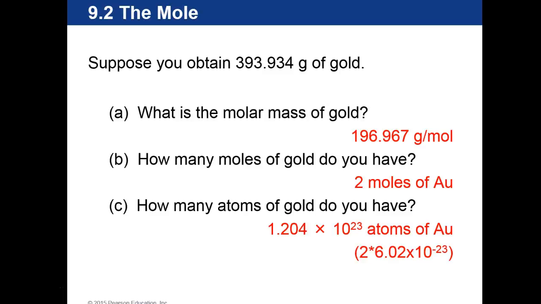So here's our answer. The molar mass of gold, by looking at your periodic table, it's AU, is 196.967 grams per mole. You have 2 moles of gold here, okay? You know this because if you have 393 divided by 196.967, we would get 2 moles. And how many atoms do you have? Well, if you took 2 times 6.02 because you've got 2 moles, you would have 1.204 times 10 to the 24th atoms.